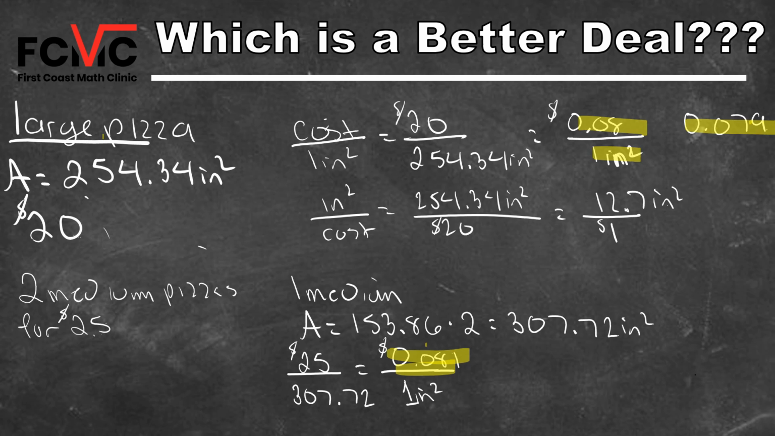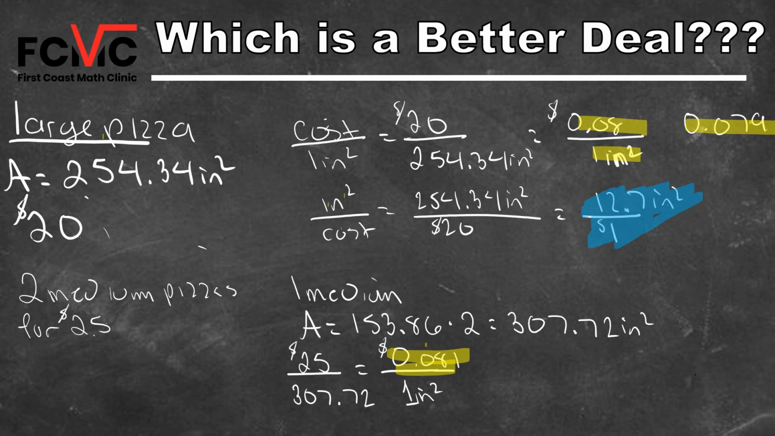Now let's flip that ratio and get the inches squared over cost. All right, so let's figure out how much pizza we're getting for $1 for our two medium pizzas, right? We know that for our large pizza, every dollar gets us 12.7 inches squared.